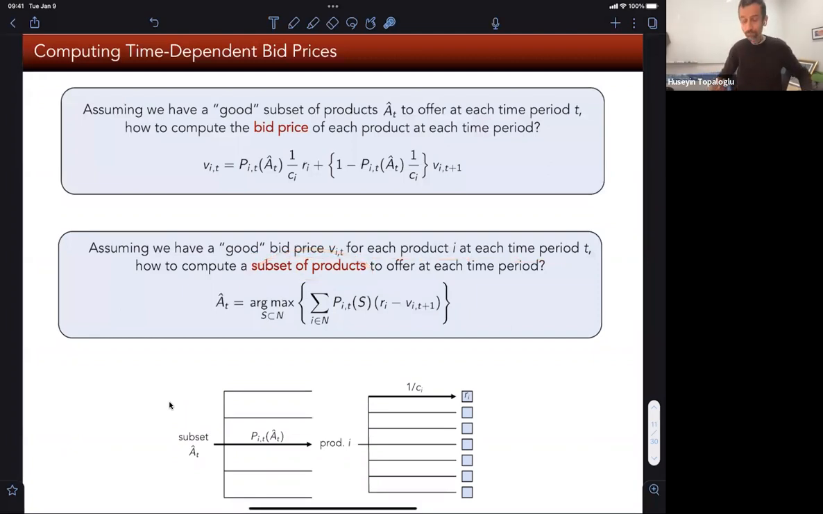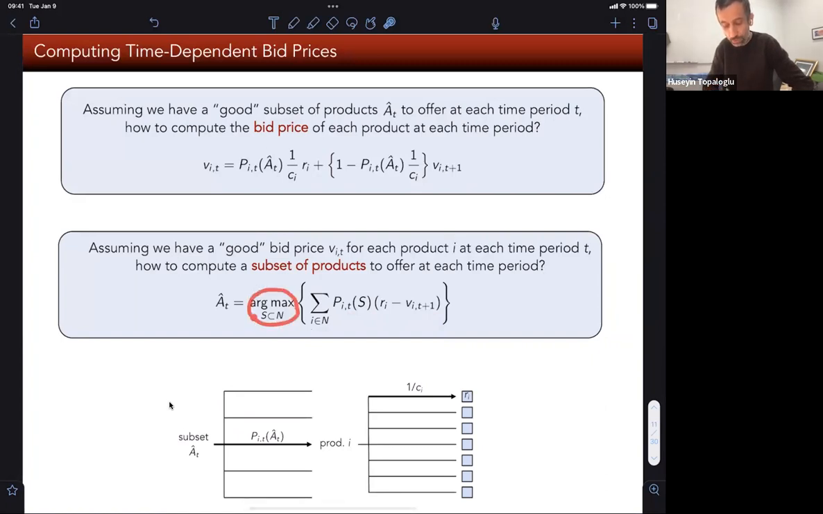Here's what we do. At time period T, if I sell a unit of product I, I'm going to make a revenue RI. But if I sell a unit of product I, that unit is not going to be available at the next time period anymore. And this is going to be the value of the unit that I just lost. So this is the net revenue contribution that I make if I sell a unit of product I at time period T. Well, if I offer the assortment S, this is the probability that a customer is going to purchase product I at time period T among all products. So this is the net expected revenue contribution that I obtain if I offer the assortment S of products.